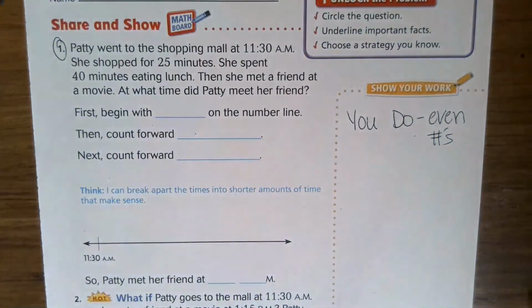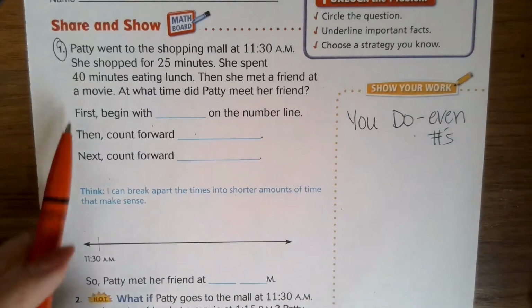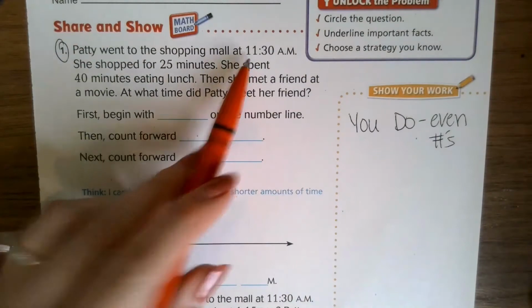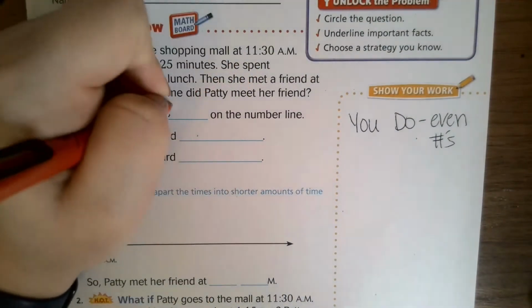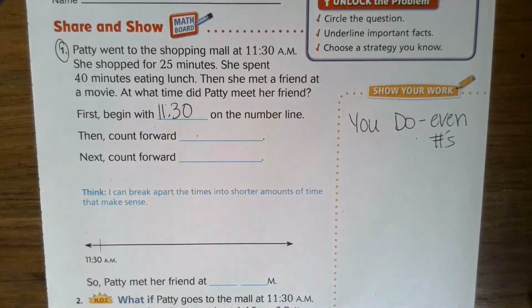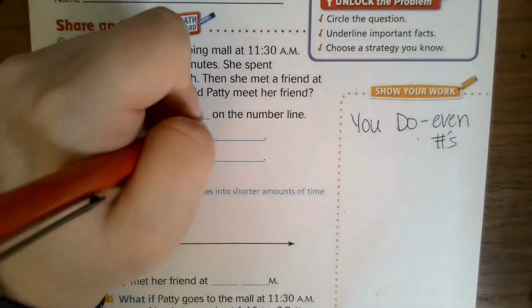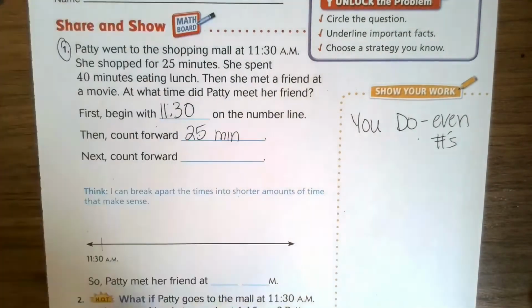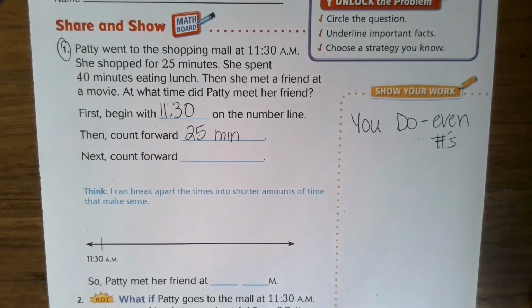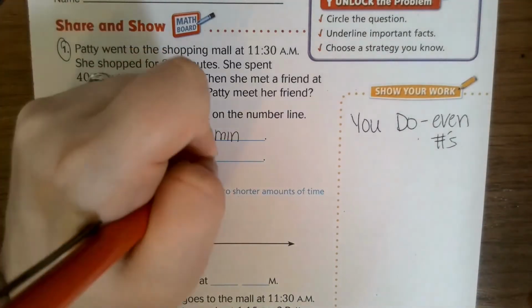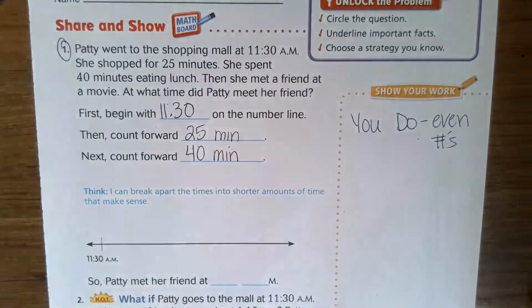Alright, so Patty went shopping at 11:30. She shopped for 25 minutes, then she spent 40 minutes eating lunch, then she met a friend for a movie. What time did she meet her friend? First, begin. What time did she start? 11:30. Then she shopped for 25 minutes, so we're going to count forward 25 minutes. Then she spent 40 minutes eating lunch, so then we'd add 40 minutes. And then that would be the time that she met her friend.